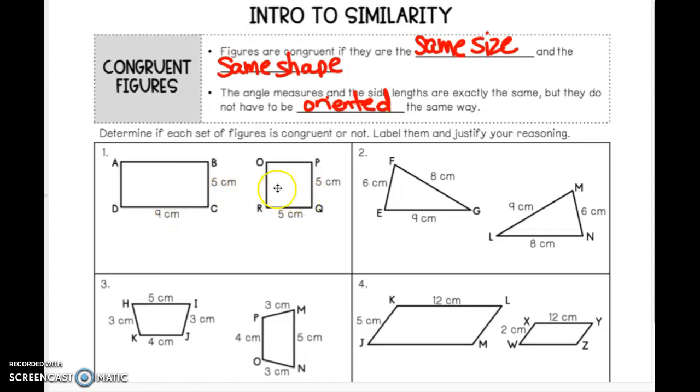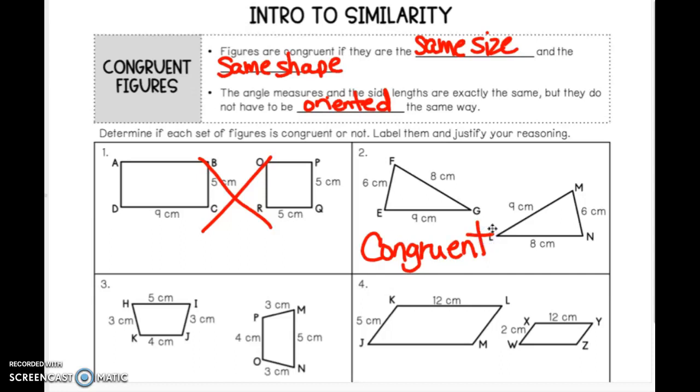Well, let's look at this. This is a square, this is a rectangle, so these are not the same shape. The next one, we have a 6 centimeter side, a 6 centimeter side, 9 and 8. We know that they're both triangles, so they have the same shape and the same size, and the only thing is they are not oriented the same. They're pointed in opposite directions. But yes, these are congruent.